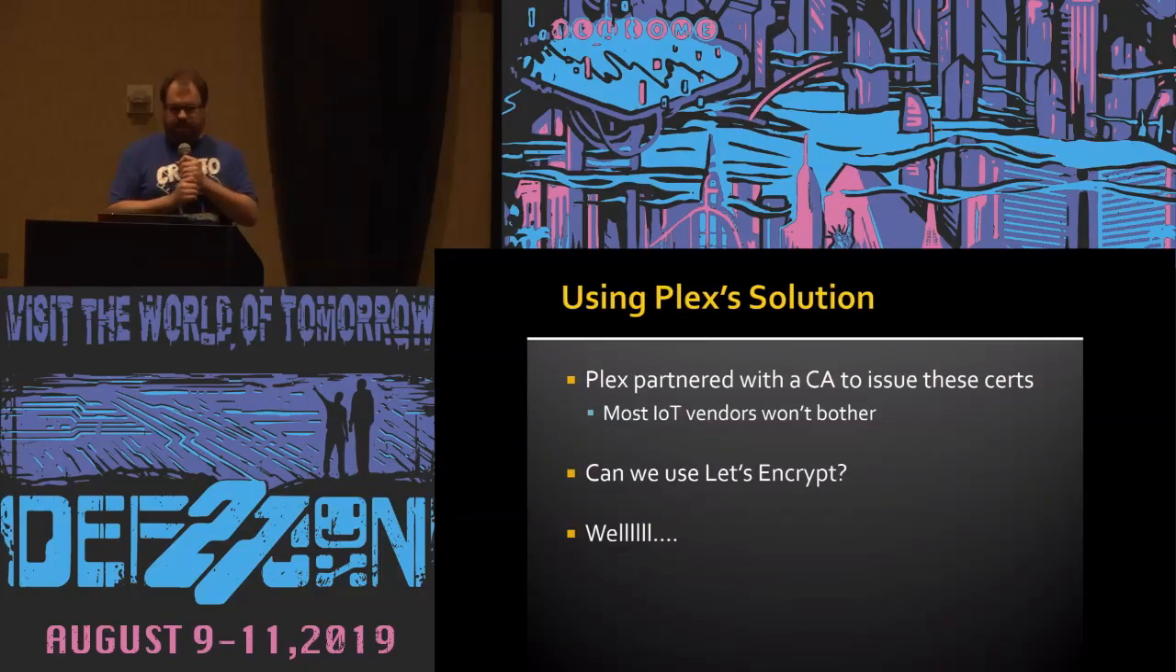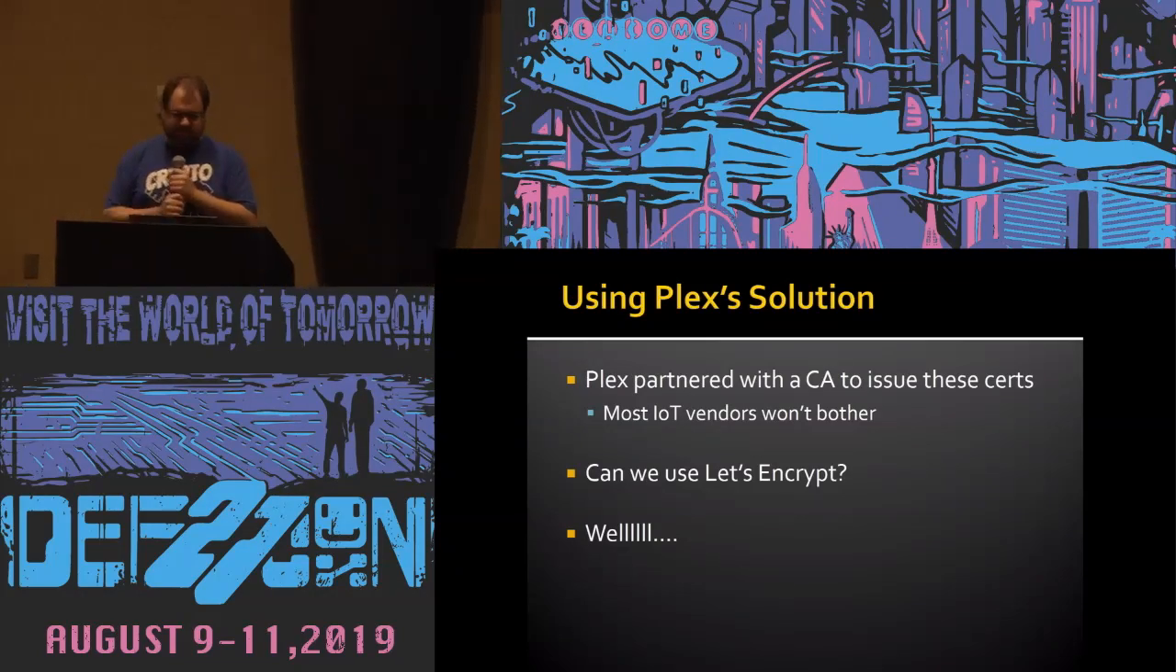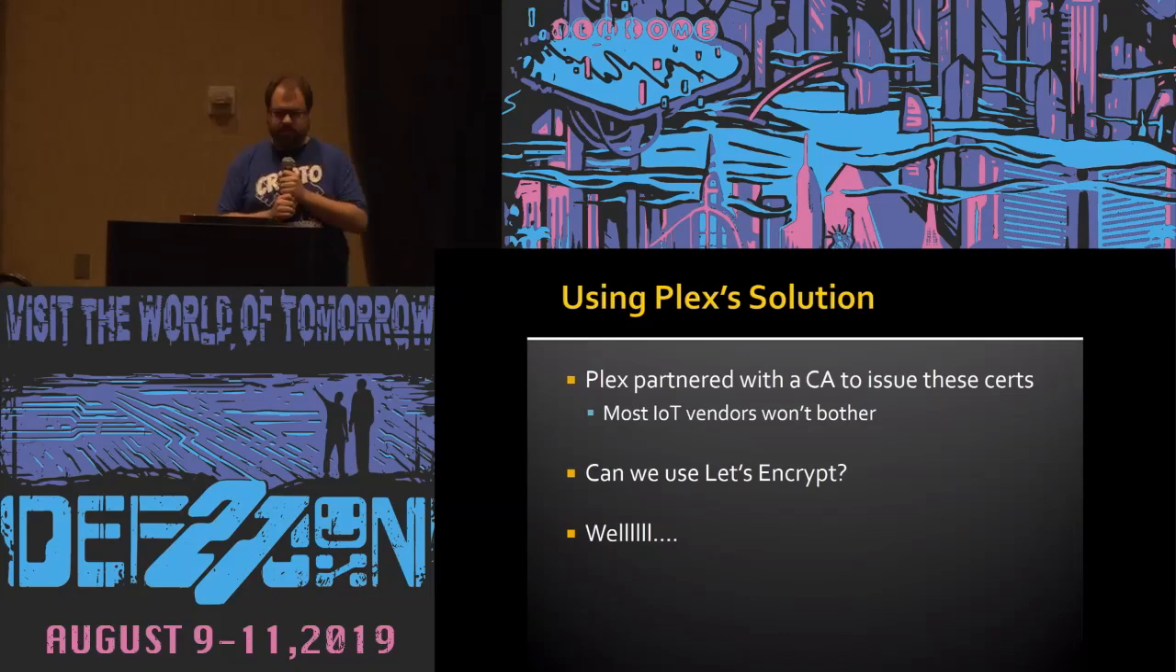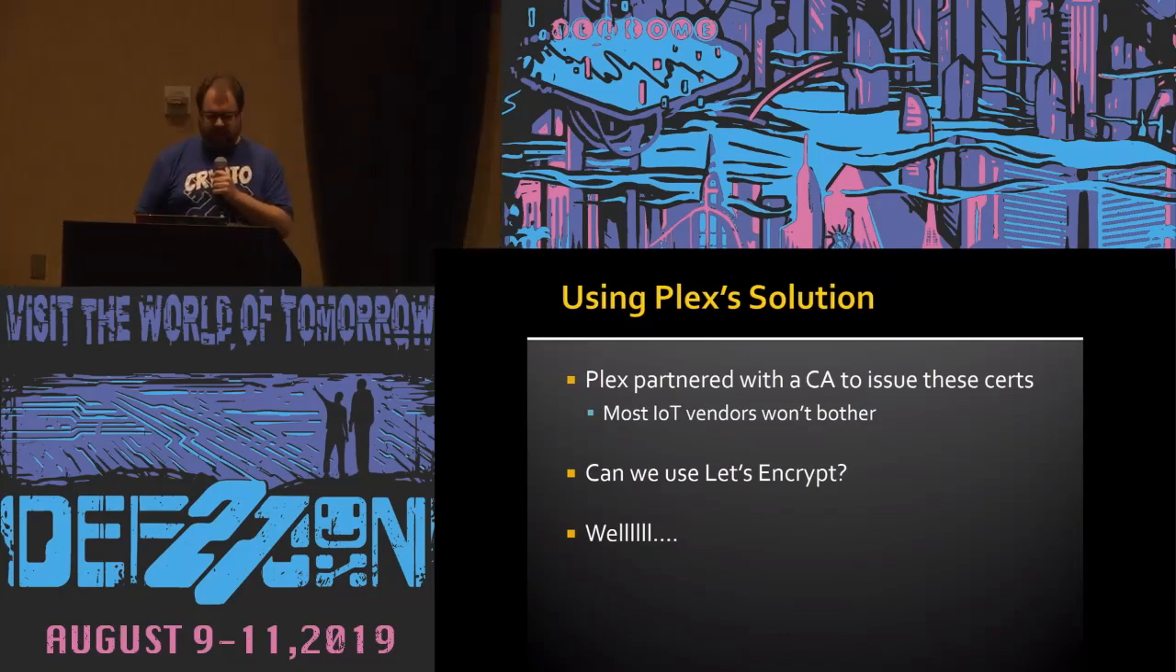So Plex partnered with a certificate authority to issue these certs. And that's kind of costly, and most IoT vendors won't bother doing this. So I was wondering if we could actually use Let's Encrypt, which provides free certificates, to do this. And as it turns out, you actually can.